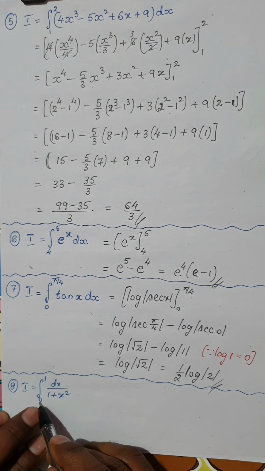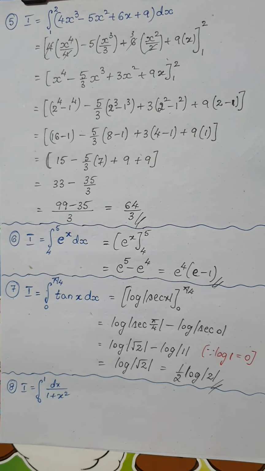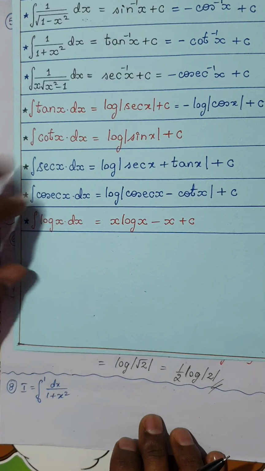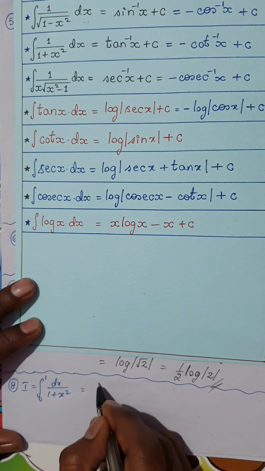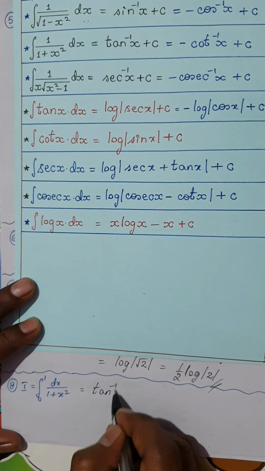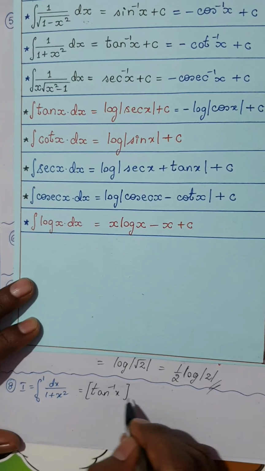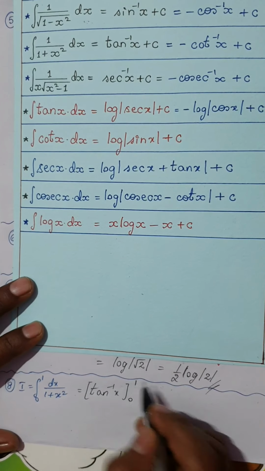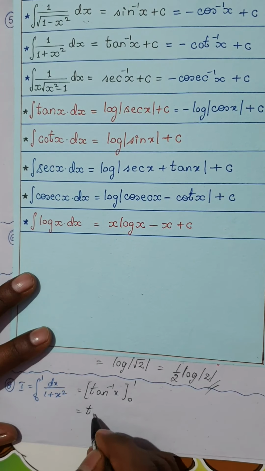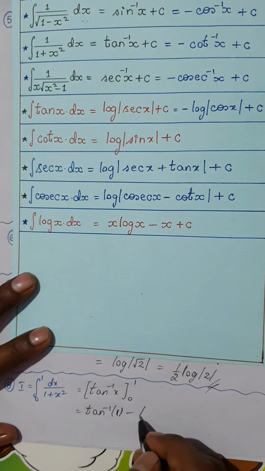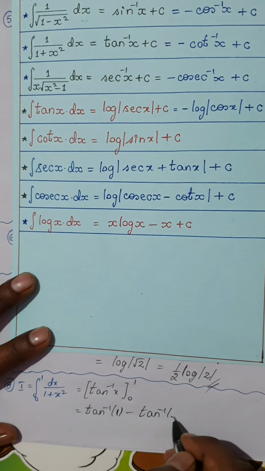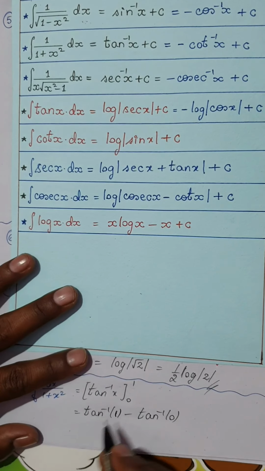Moving on to the next question, we have the integral of dx divided by 1 plus x square within the limits 0 to 1. I think it is a standard integral, I hope you all know it. The integral of 1 divided by 1 plus x square is simply tan inverse of x within the limits 0 to 1. So this is tan inverse of 1, the upper limit, minus tan inverse of 0.